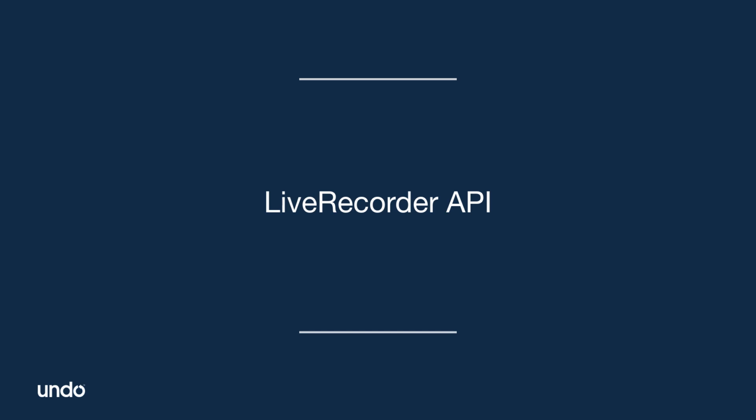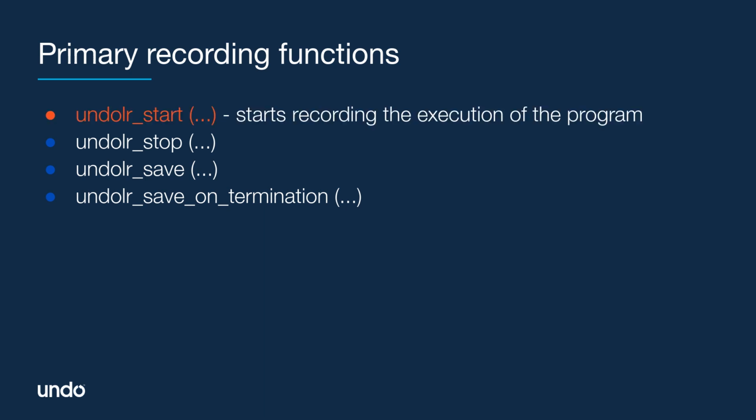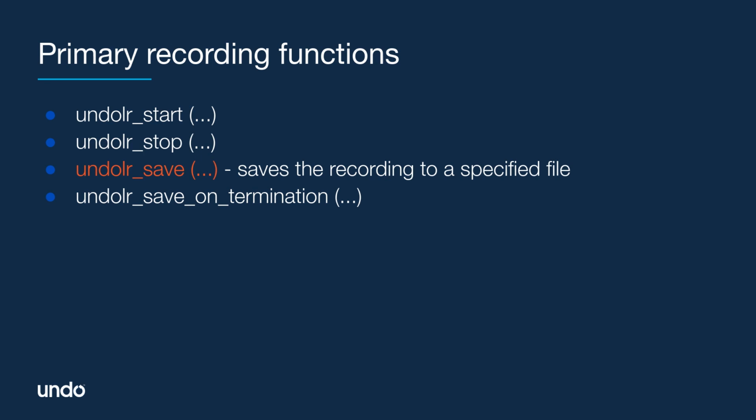Let's look now at the functions provided by the LiveRecorder API. The primary recording functions of LiveRecorder are UndoLR start, which starts recording the execution of the program inside of which it's called, UndoLR stop, which stops the recording process, and UndoLR save, that writes to a specified file the execution history that has been recorded so far.